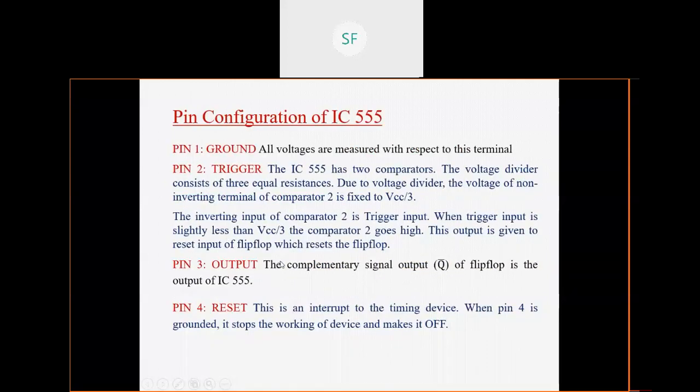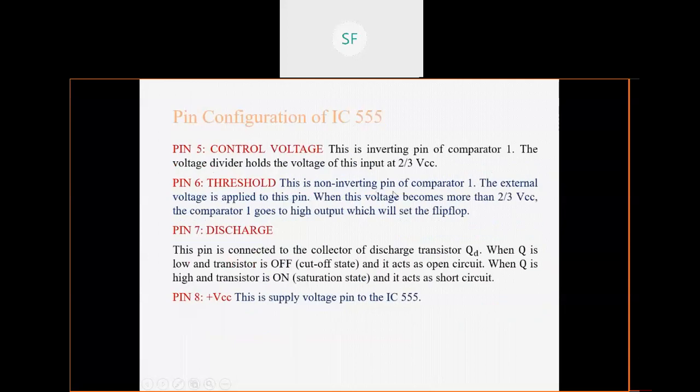Then pin number 6 is threshold. This is the non-inverting pin of comparator 1. Yes, we have seen that. The external voltage is applied to this pin. When this voltage becomes more than 2/3 VCC, comparator 1 goes to high output, which will set the flip-flop.